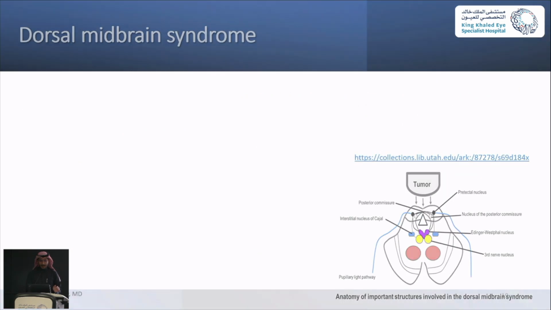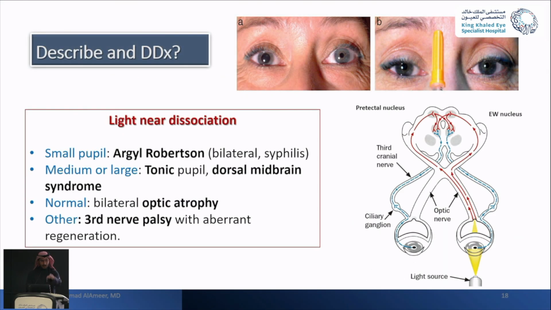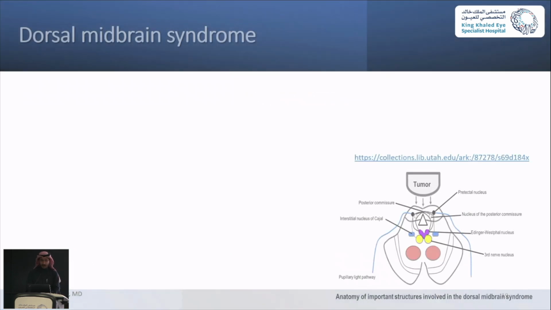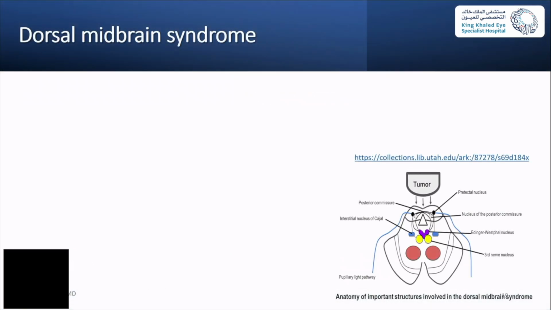This is commonly asked in board exams or clinical examinations, the differential of light near dissociation, or in quizzes. Okay, let's discuss the dorsal midbrain syndrome. We said that the dorsal part of the midbrain has the pretectal nucleus, which is part of the pupil light reflex. If it's abnormal, then the pupil will not react to the light.